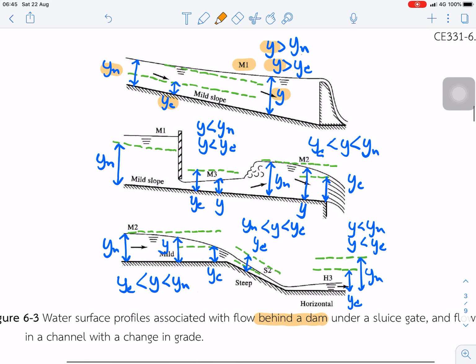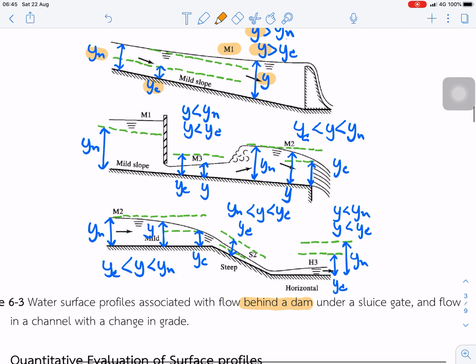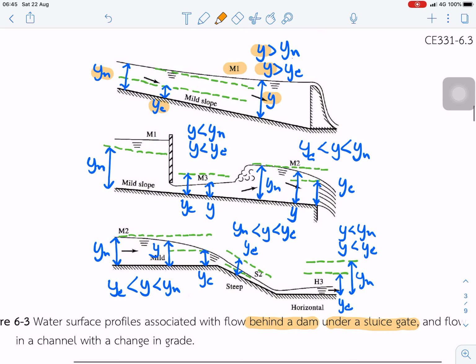And the next is the water surface profile under a sluice gate. In front of the sluice gate is M1 because y is greater than yn and yc, and below the gate we classify M3 because y is less than yn and yc. And after the jump we classify M2 because y is in between yn and yc.